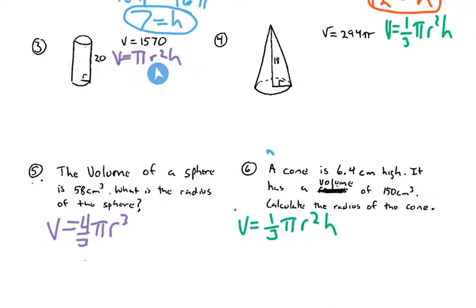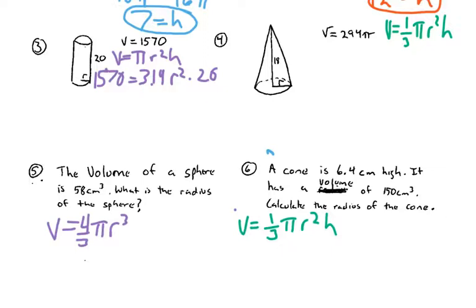So here's the formula for a cylinder, and I want to find the radius. I know what the volume is, I know what the height is, but I don't know what the radius is. Now you'll notice the symbol pi is not in the volume, so that means I'm going to use 3.14. I'm not going to use the symbol. So volume is 1570 equals 3.14 times r squared, don't know what it is, times 20.